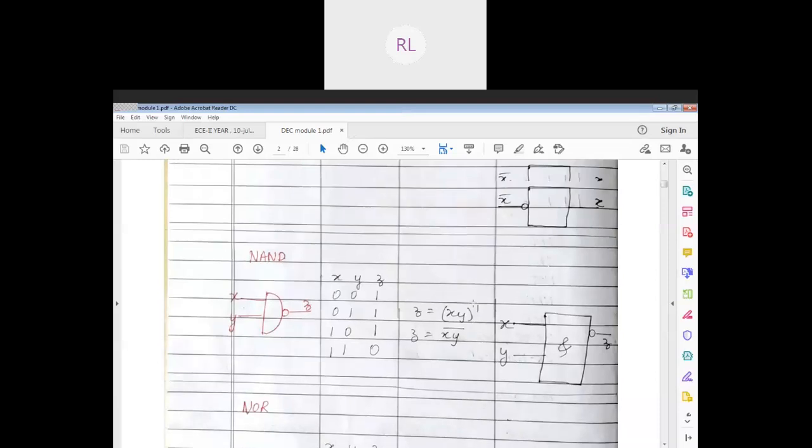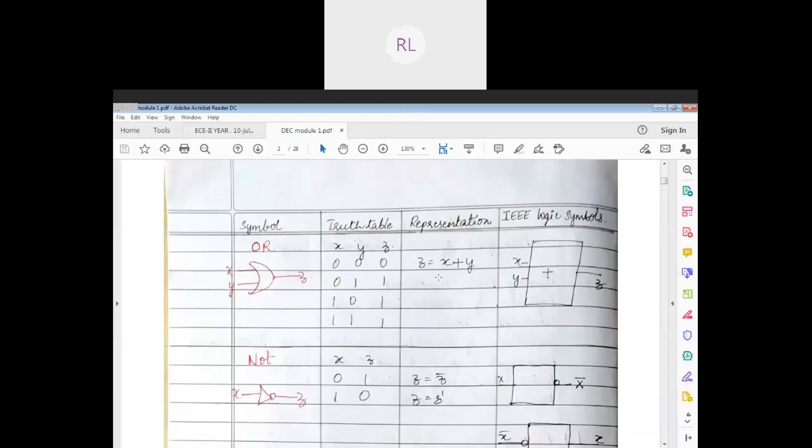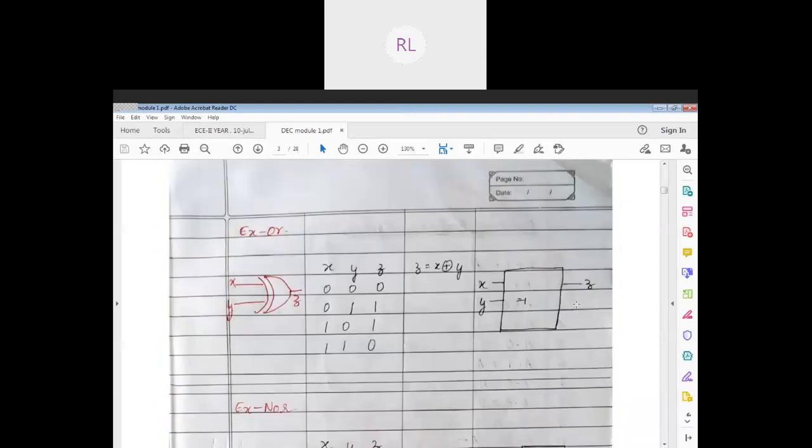I hope these concepts are clear. So what did we study? We studied the gates. We understood that any binary logic can be implemented using the basic gates: AND, OR, NOT. NAND and NOR are called universal gates, because using NAND and NOR we can implement any function, either addition or multiplication, whatever. And XOR and XNOR are special purpose gates. We have seen the symbol, the truth table, how we represent them, and the IEEE standard symbols as well.